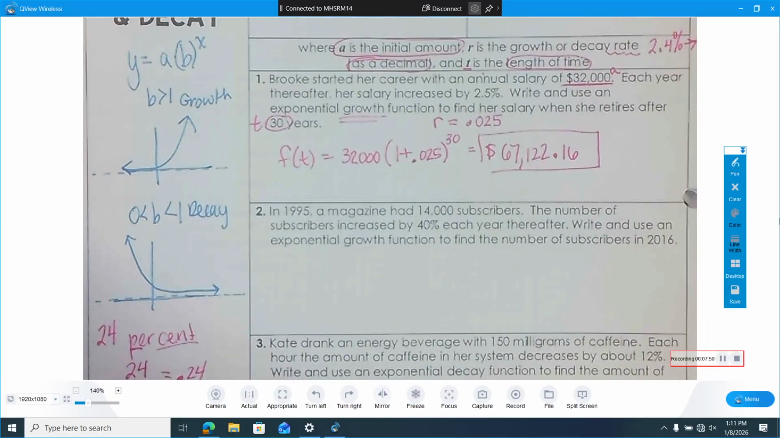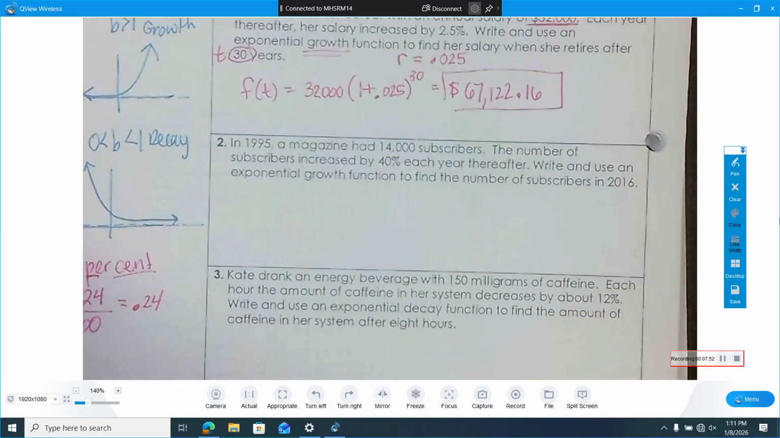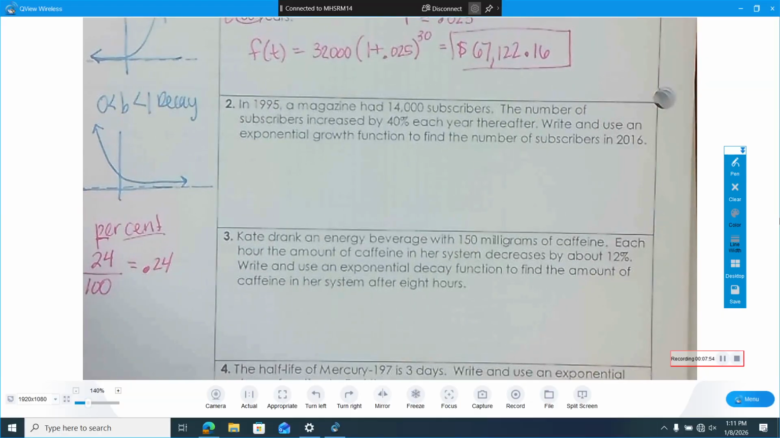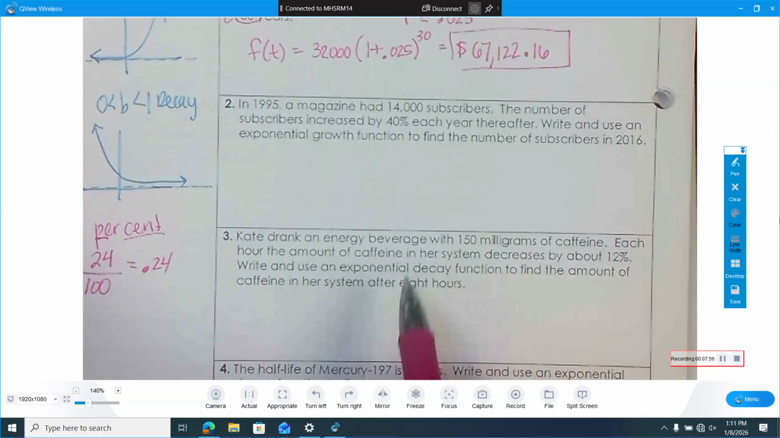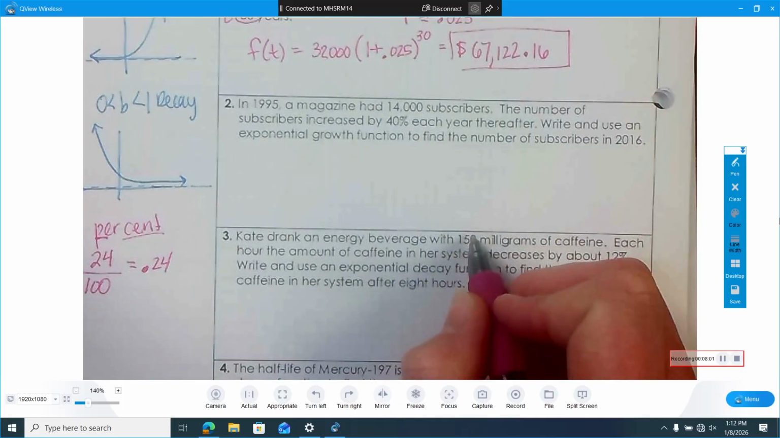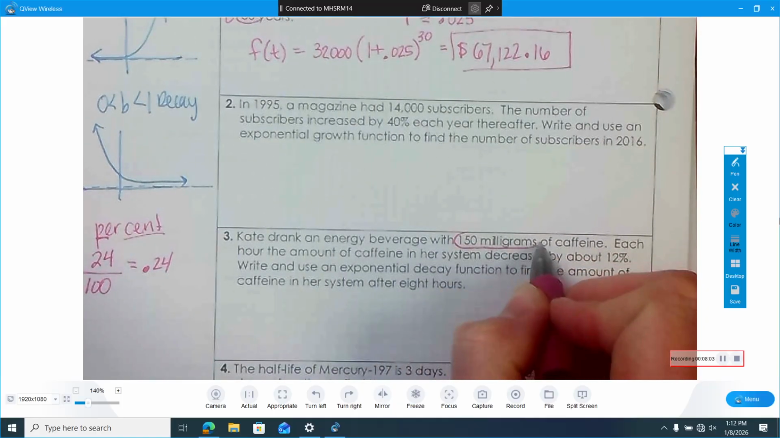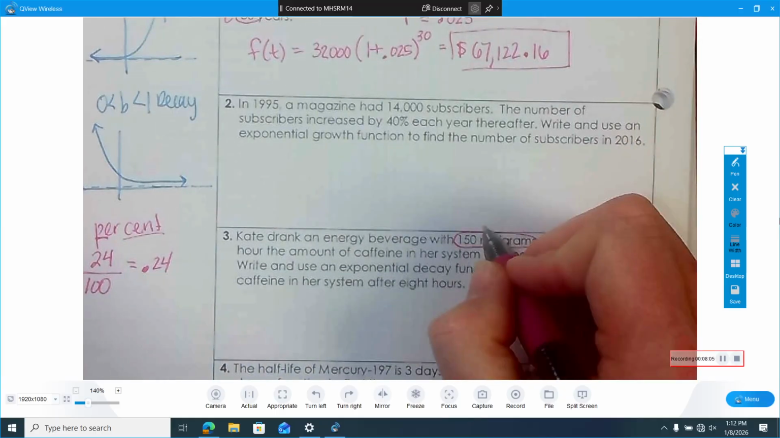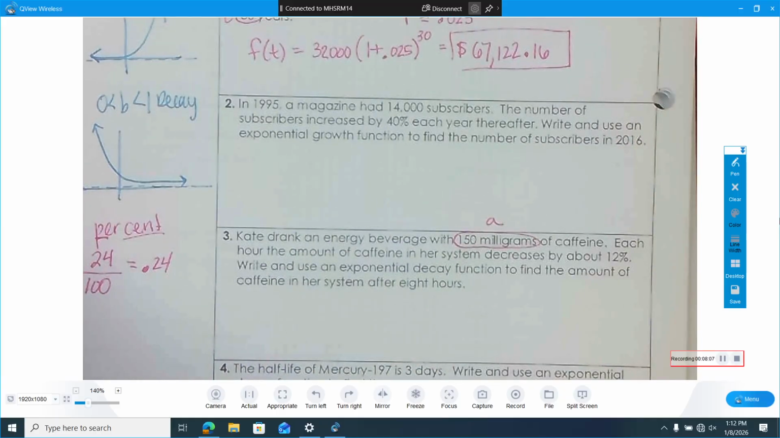Let's look at number 3. I think this is really interesting. Number 3, Kate drank an energy beverage with 150 milligrams of caffeine. What's that 150 milligrams going to be? The initial amount. That's the A value, 150 milligrams of caffeine.